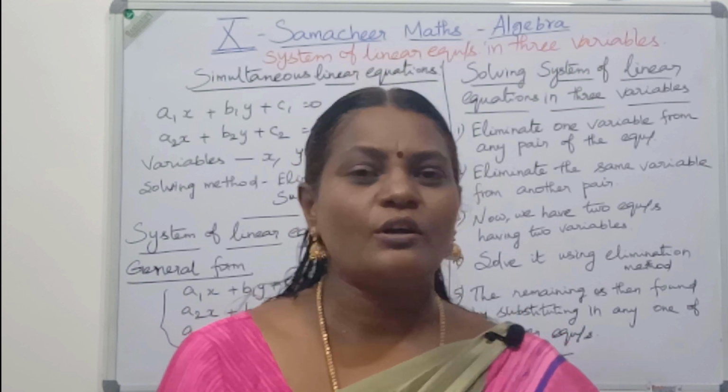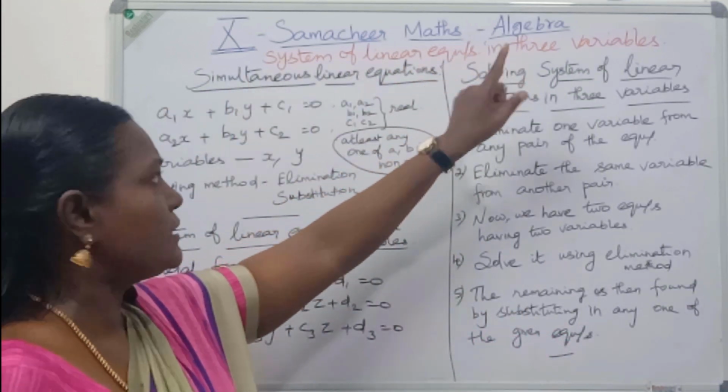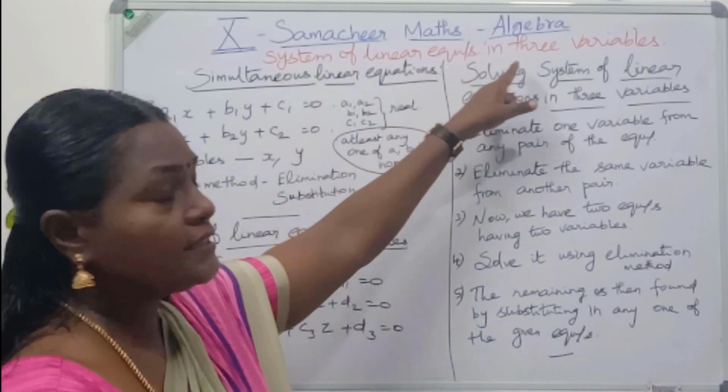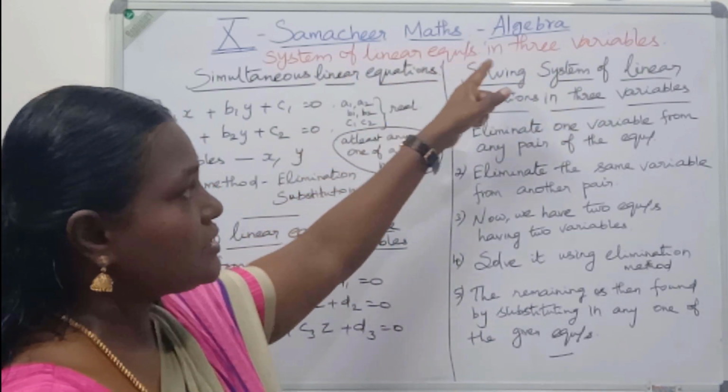In this video, we are going to see 10th Samacheer Maths Algebra, 3rd chapter. In that, first we are going to see the system of linear equations in 3 variables. So, system of 3 linear equations in 3 variables.